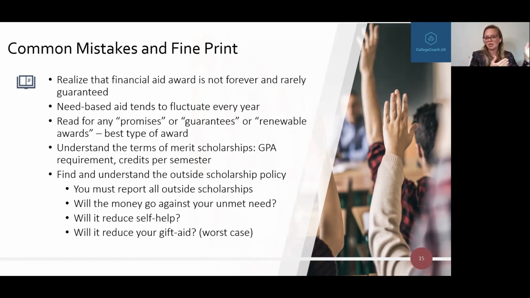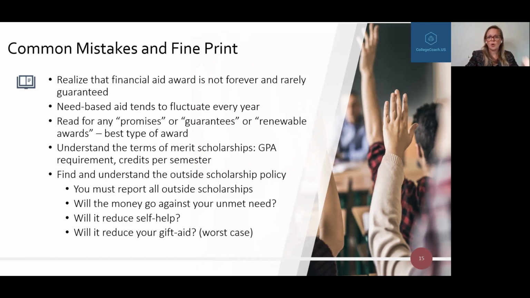Is it going to go against your unmet need, what you've seen in the award letter, or will it reduce self-help? So, okay, you have an award, you have a bunch of loans in the award, but you're bringing $5,000 in outside scholarship. Are they going to say, okay, we're going to take away your loans because you can have that money to cover the cost? Or in the worst case scenario, will they reduce your gift aid? And this is, again, a policy that you really need to dig into to figure out, especially if you're bringing outside scholarships with you, what are they going to do with that money?